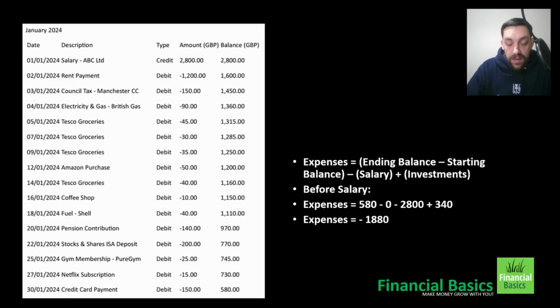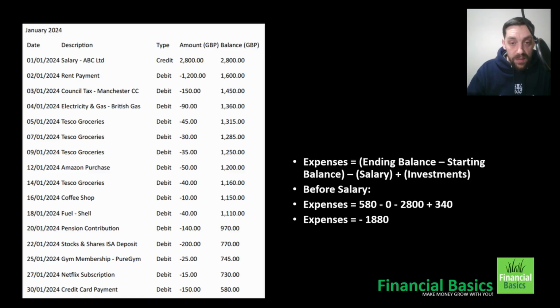Let's just go through an example like this. Here's an example for January. I'm going to apply this particular formula. The ending balance was 580. The starting balance was 0. It was 0 before they got paid.